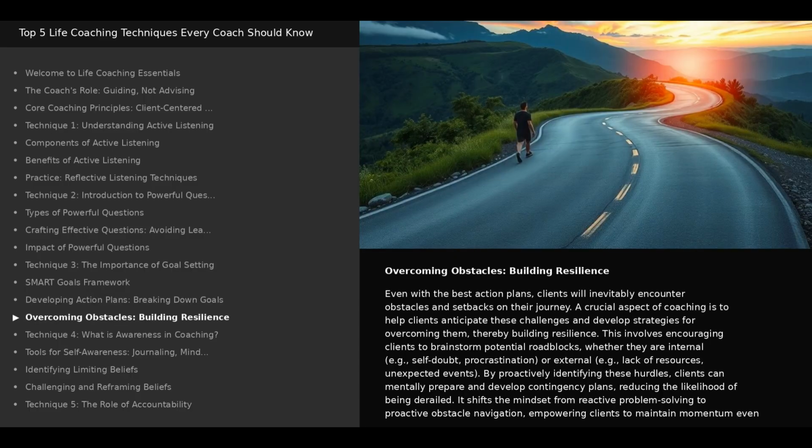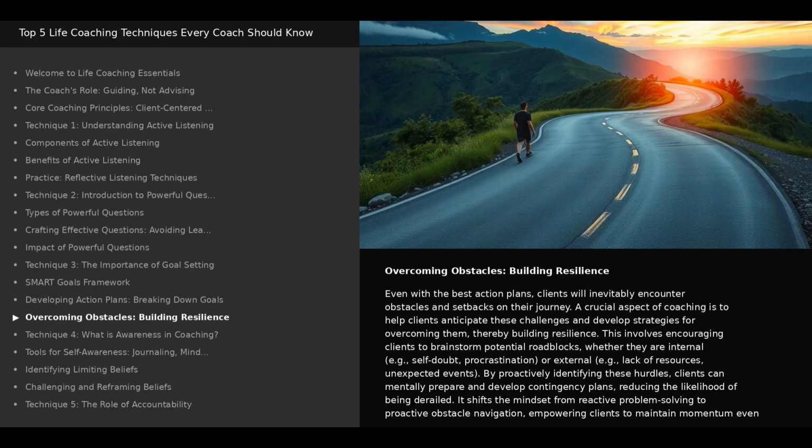Overcoming obstacles, building resilience. Even with the best action plans, clients will inevitably encounter obstacles and setbacks on their journey. A crucial aspect of coaching is to help clients anticipate these challenges and develop strategies for overcoming them, thereby building resilience. This involves encouraging clients to brainstorm potential roadblocks, whether they are internal, for example self-doubt, procrastination, or external, for example lack of resources, time constraints, unexpected events.